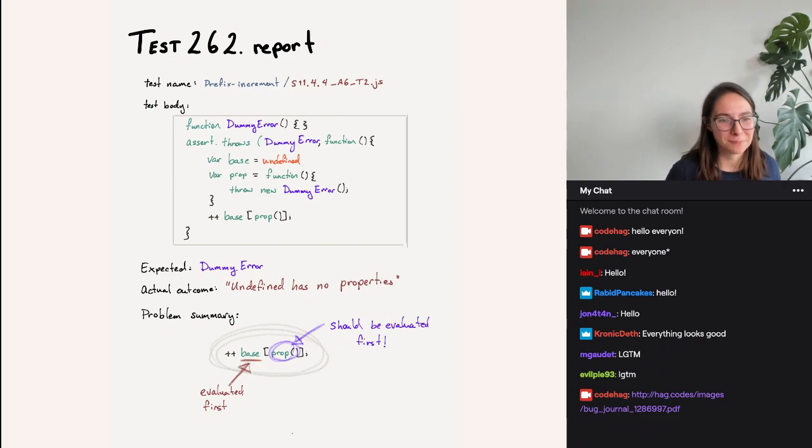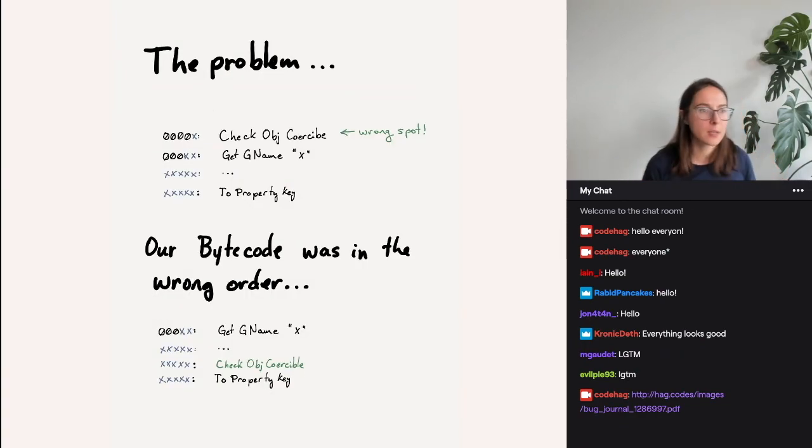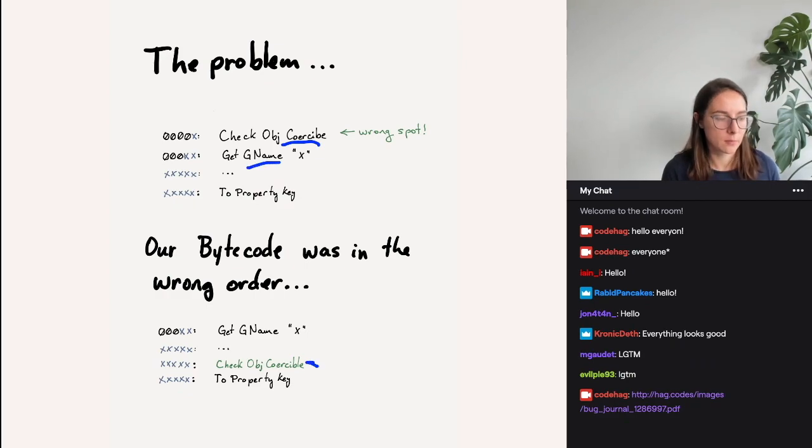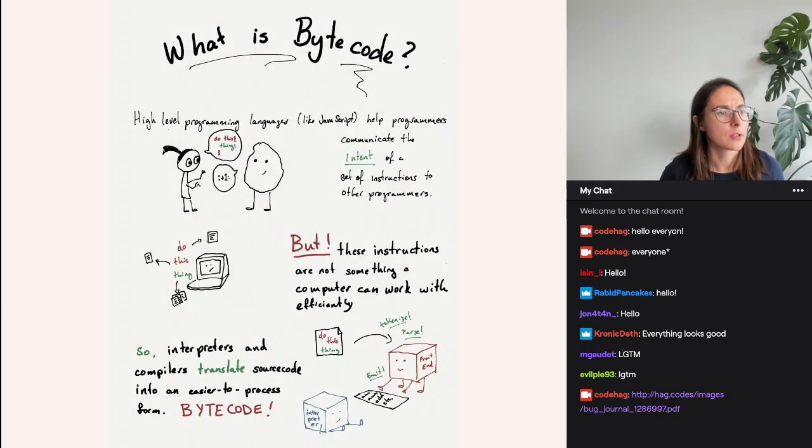Okay. So the problem, when we look at the SpiderMonkey code, was related to the order that we were putting the bytecode in. And we needed to rearrange it. Just to give you a sense, we had check object coercible. You'll notice if you go into the spec or watch the previous episodes of this, check object coercible was happening before we got the name. And we wanted to do it after.